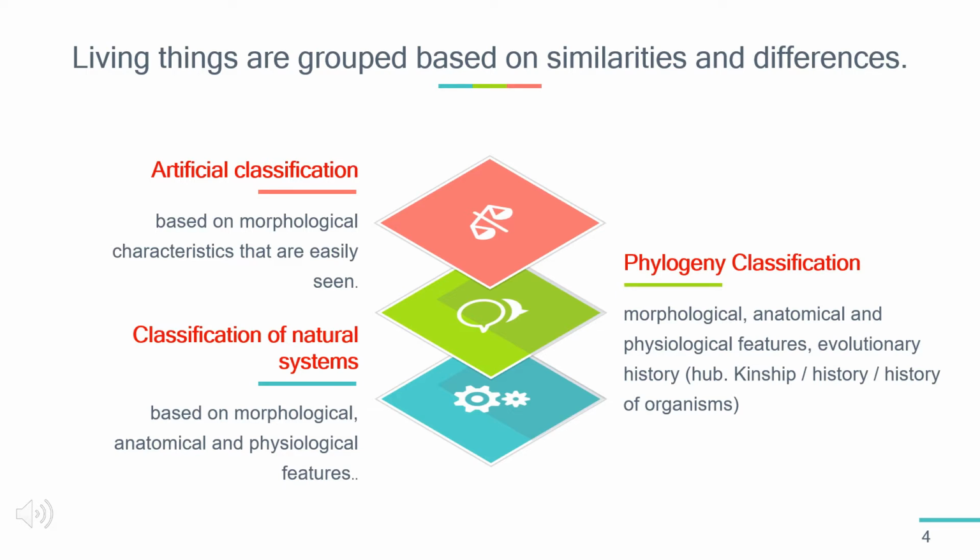The second is classification of natural systems. It is based on morphological, anatomical, and also physiological features. And the third is phylogenetic classification. It is about morphological, anatomical, and physiological features, also the evolutionary history of an organism.